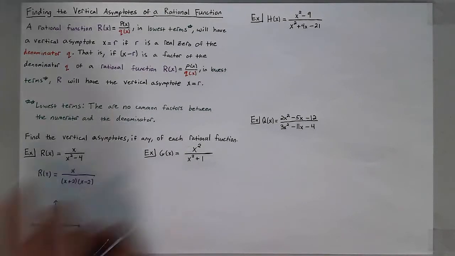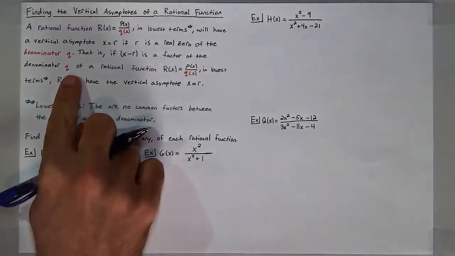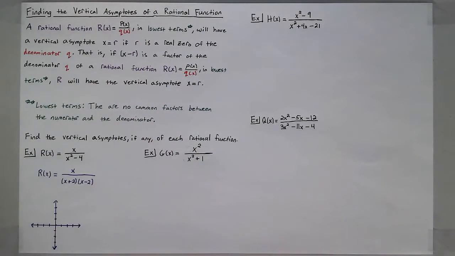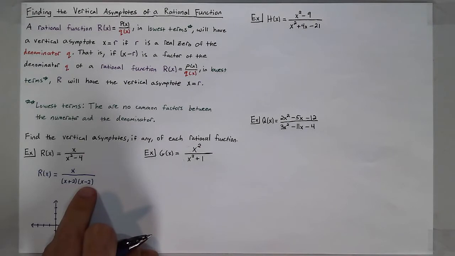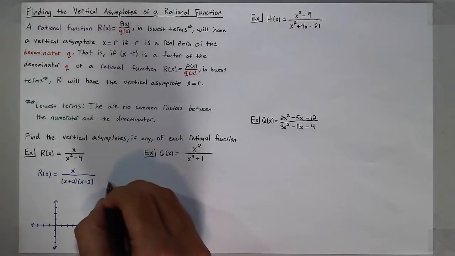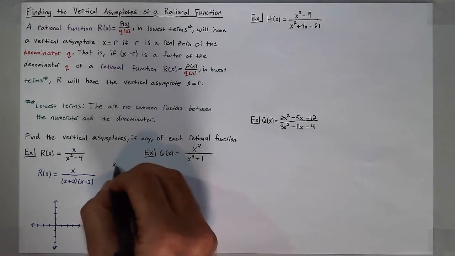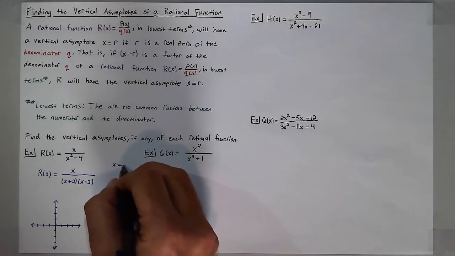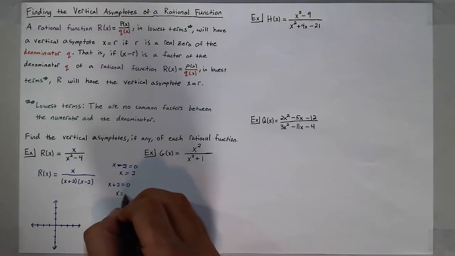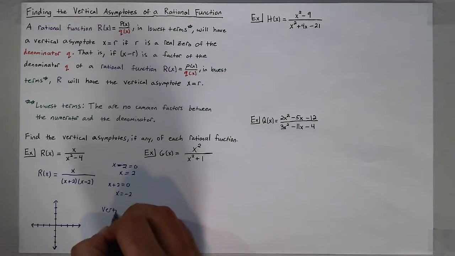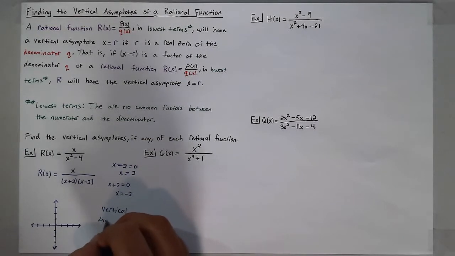So each factor of the denominator leads to a vertical asymptote. So I'll see here I have x plus 2 and x minus 2. I'll set them equal to 0. So x plus 2 equals 0, and x minus 2 equals 0. And I'll get x is equal to 2, and x is equal to negative 2. So my vertical asymptotes will be x is equal to negative 2 and x is equal to 2.